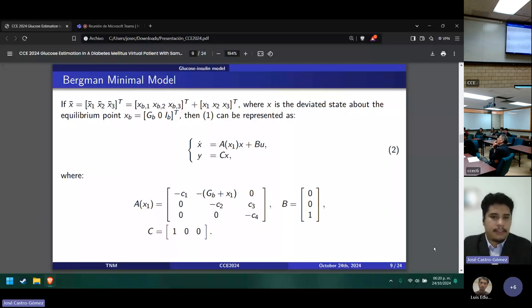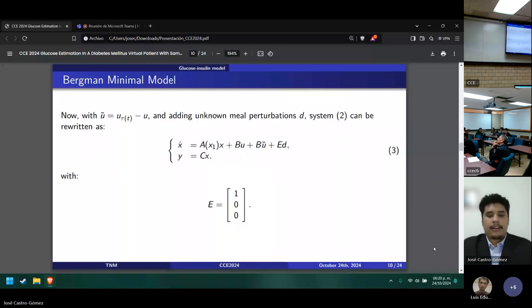So using the previous system and introducing an unknown delay to the equation in the form of u(t minus tau), and an unknown null perturbation d, we can rewrite the system as system 3. And we can see that the unknown delay can be seen as the sum of the original input plus an unknown input signal.